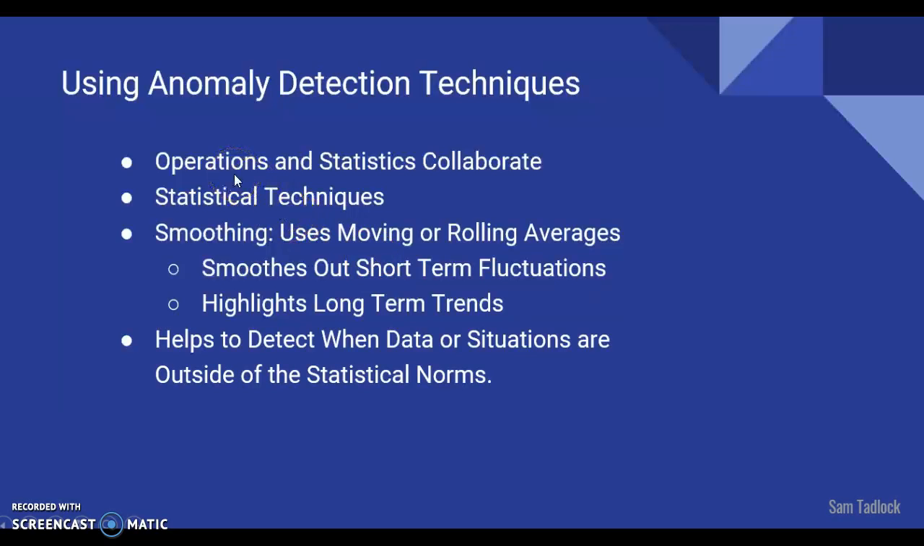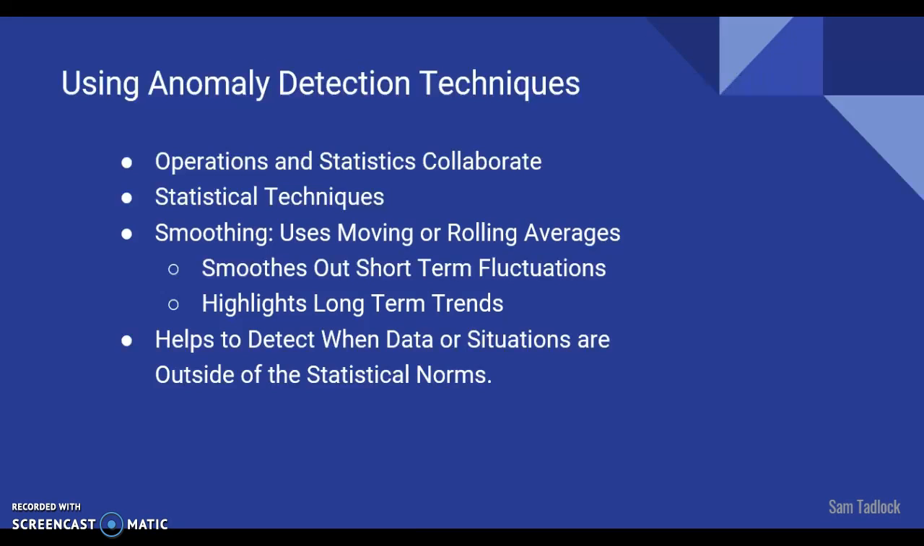All right, so using anomaly detection techniques, like we talked about, you basically blend the operational components and collaborate with statistical analysis. A lot of times the people that deal in statistics are going to be found in different departments, but ultimately you want to use the statistical knowledge that your organization has and blend that with the people in charge of operations. Then you use the statistical techniques to create these detection techniques.